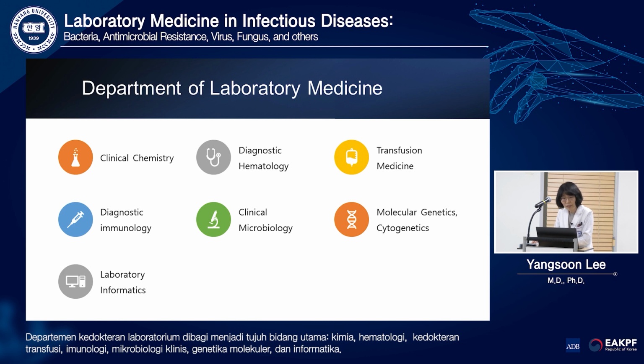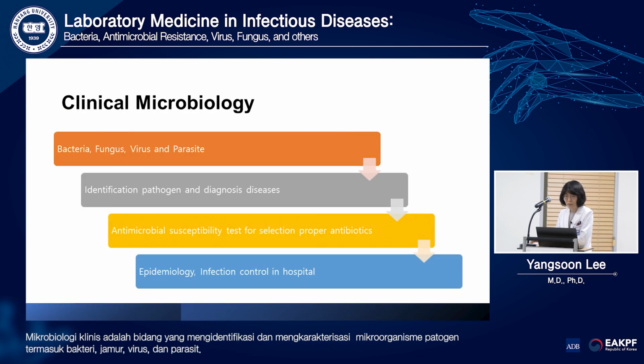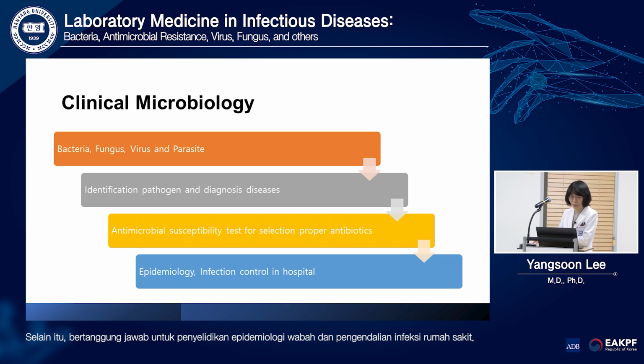The Department of Laboratory Medicine is divided into 7 major fields: chemistry, hematology, transfusion medicine, immunology, clinical microbiology, molecular genetics, and informatics. Clinical microbiology is the field that identifies and characterizes pathogenic microorganisms, including bacteria, fungi, viruses, and parasites. In addition, antimicrobial susceptibility testing, AST, is conducted to assist patients in receiving the proper antibiotics. Moreover, it is responsible for epidemiological investigation of outbreaks and hospital infection control.